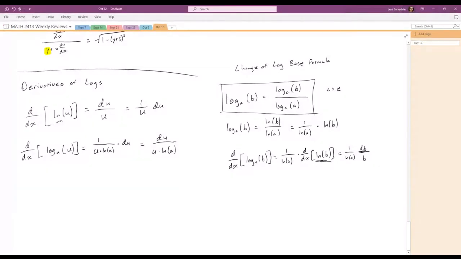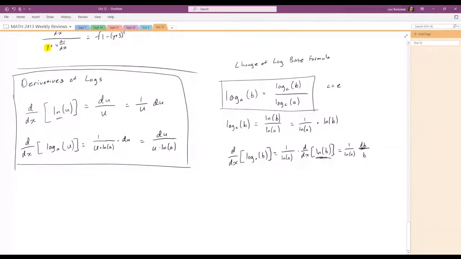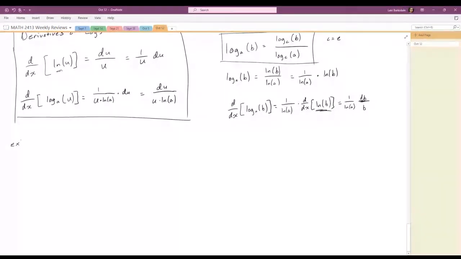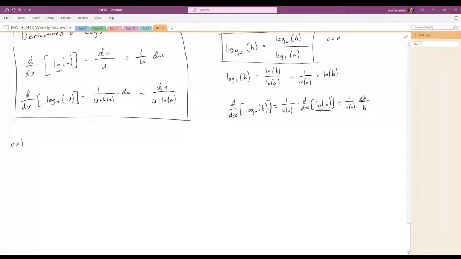All right, so these are your derivatives of logs. I'll go ahead and put them in a box just so everyone knows where they are. And let's do a quick example. Let's say we wanted to take the derivative of log base 2 of x sine x.